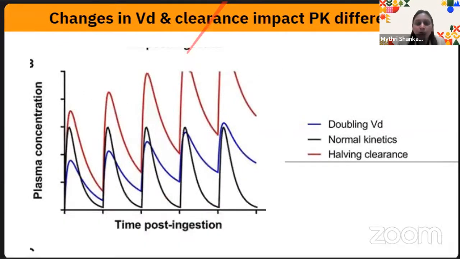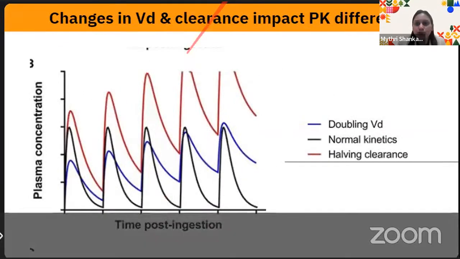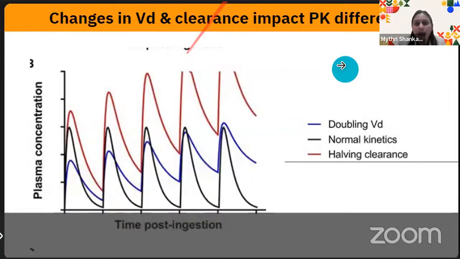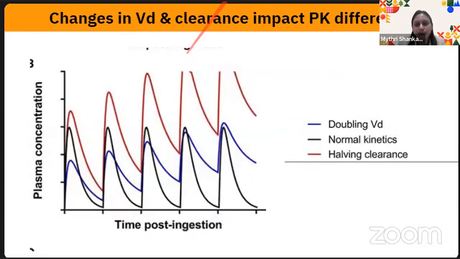So let's see the impact on therapeutics. The red line shows the halving of clearance, and we can see that there is accumulation, and it is accumulating very rapidly if you look at the red line. This happens if we don't change the dosing regimen in the context of reduced kidney function. Especially important is in patients with renal disease.